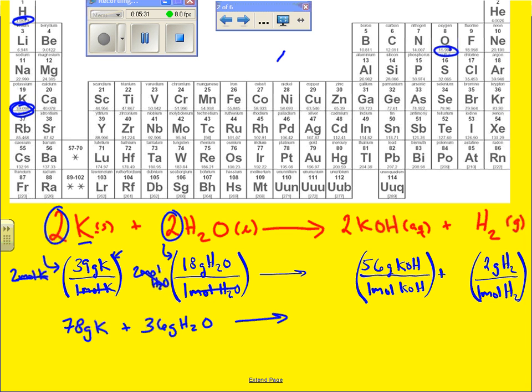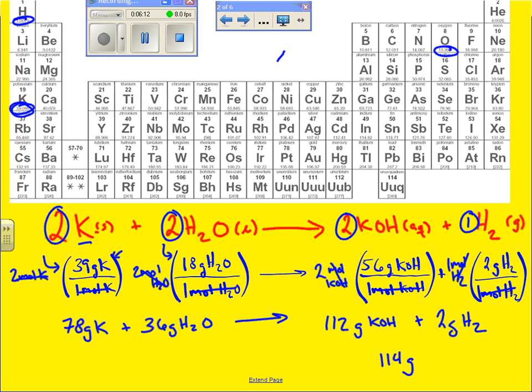Go over to the product side. Again, 2 moles of potassium hydroxide, so potassium hydroxide moles cancel potassium hydroxide moles, and I have 112 grams of potassium hydroxide as a product. And then finally, no coefficient means 1, so 1 mole of H2 times 2 grams of H2 per mole of H2. The moles of H2 will cancel out, and I will be left with 2 grams of H2. So real quickly, when we add these up, there's 114 grams of product.